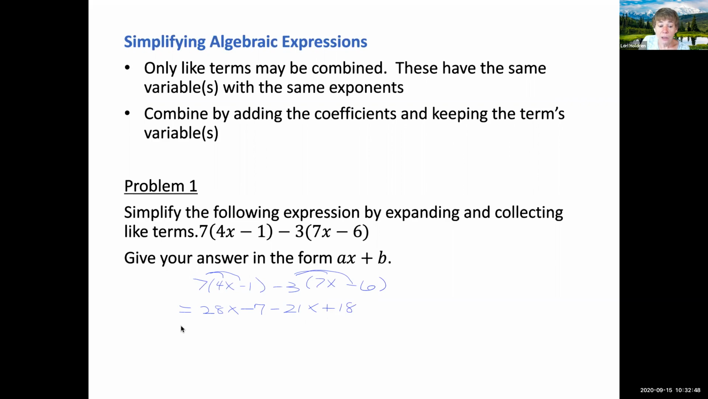Now we'll gather our like terms. That would be the x terms. 28x minus 21x would be 7x. And the numbers, negative 7 plus 18, we would subtract those and get 11. Since 7x and 11 are not like terms, that's as far as this expression can go, and it's in the format that they wanted for the answer.